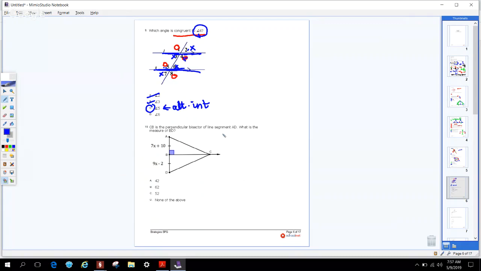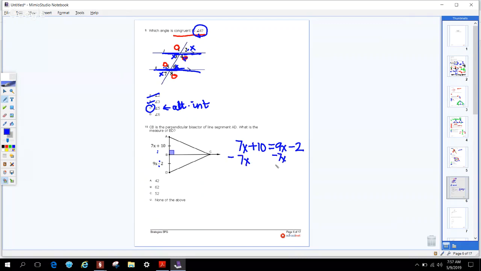CB is the perpendicular bisector of line segment AD. What is the measure of BD? Set them equal to each other? Yep, we just set them equal to each other. Because it's a perpendicular bisector, these two things have to equal because they're equal parts. If there wasn't, it would equal 180. Wait, don't you have to... No, that's only if they were angle measures. You couldn't do it unless because of it.